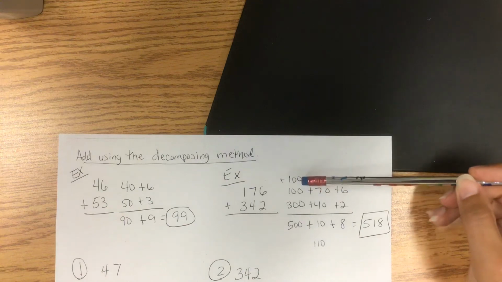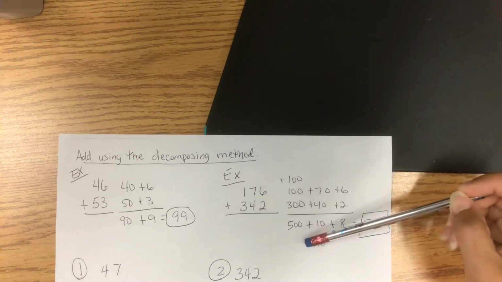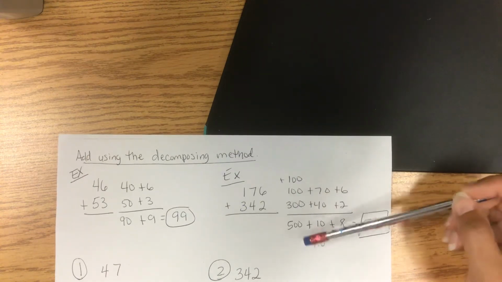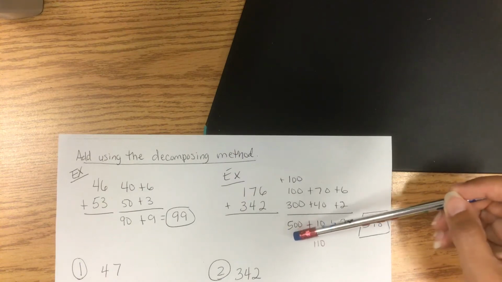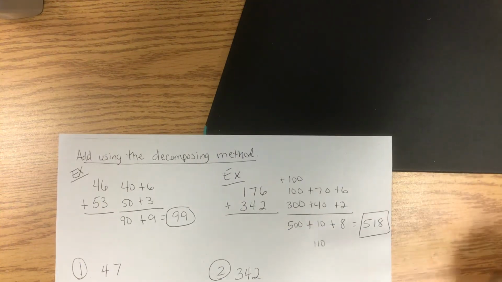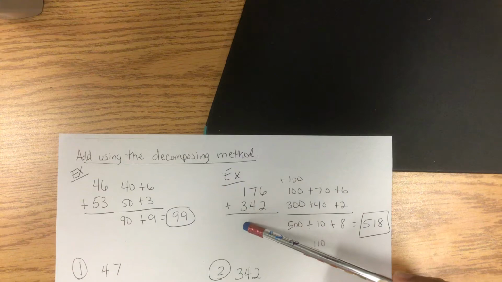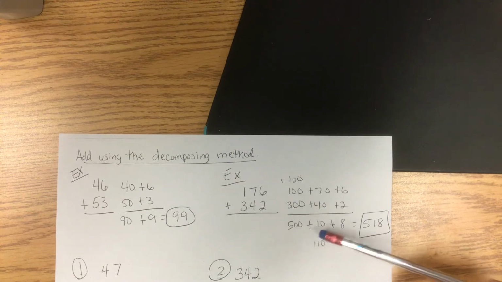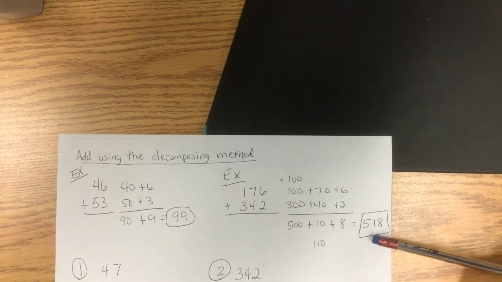And that's what regrouping is. So now I actually have 3 numbers to add to get my hundreds. 100 plus 100 plus 300, and that gives you a total of 500. So your answer to this problem, written in expanded form, is 500 plus 10 plus 8. But to put it in standard form, we're going to write that as 518.